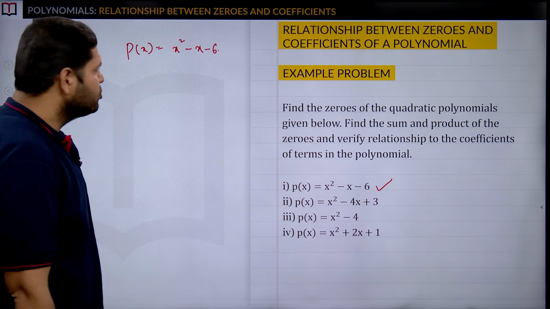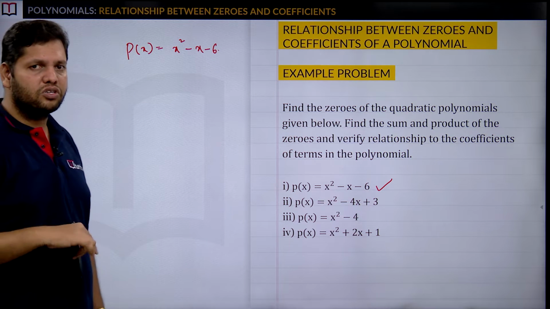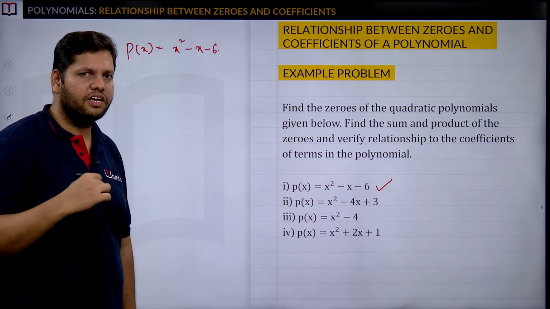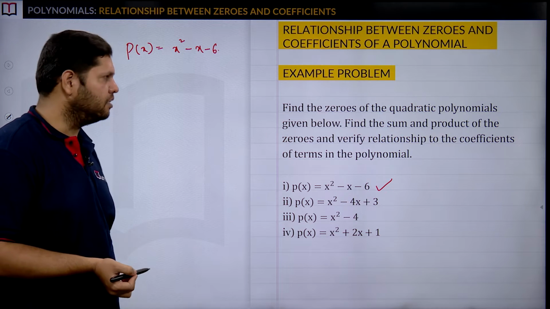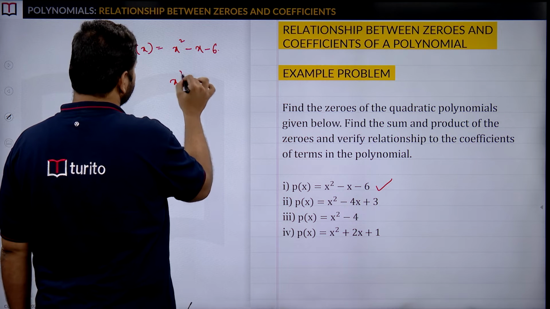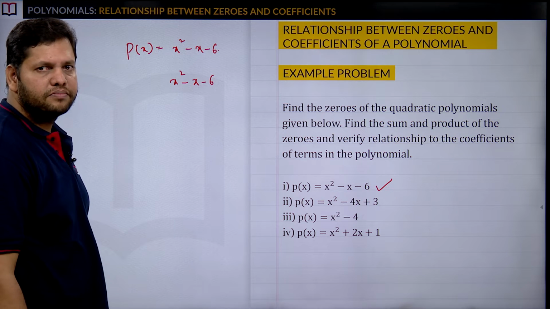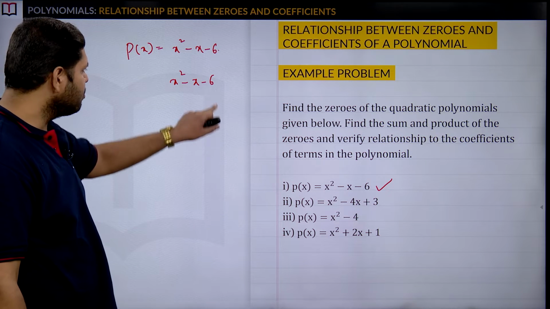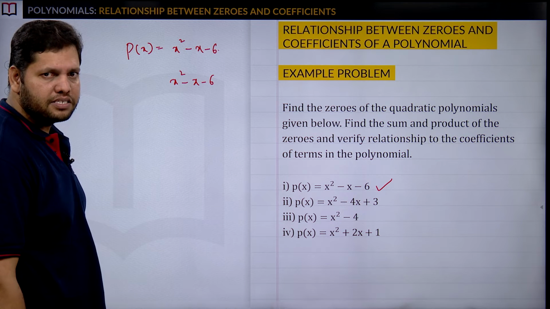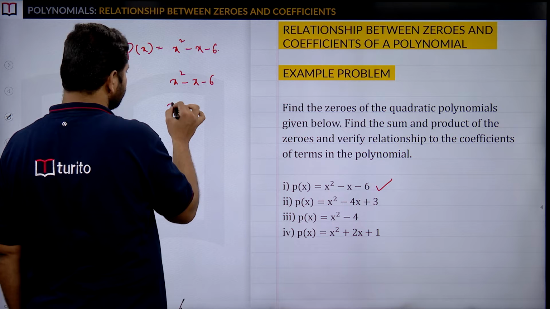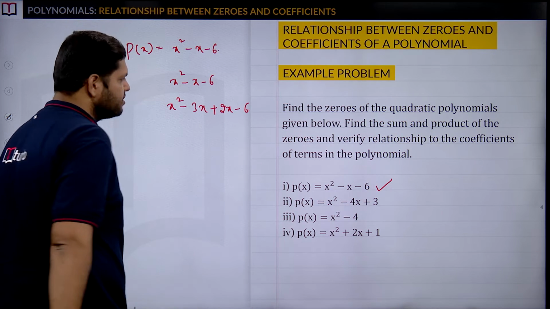Okay. Now children, first we have to find the zeros of this polynomial. After finding the zeros of the polynomial, then we can build a relationship between the zeros of the polynomial and the coefficients of the polynomial. So this is x square minus x minus 6. Now tell me, children, how we can do splitting the middle term? Constant is minus 6 and x coefficient is 1. So 1 into minus 6, what is the answer? Minus 6. So how we can write minus 6, children? You can write minus 6 as minus 3x plus 2x and minus 6.